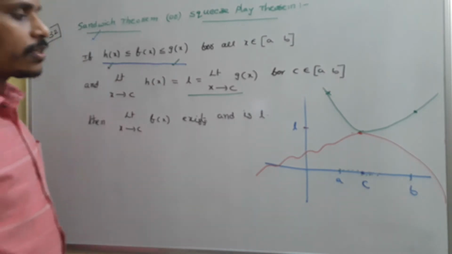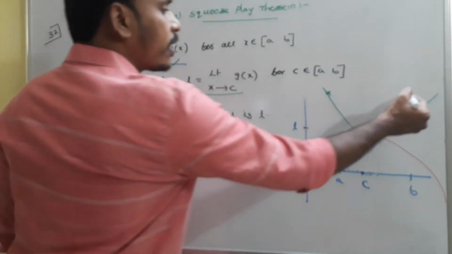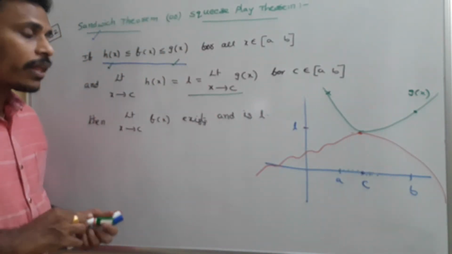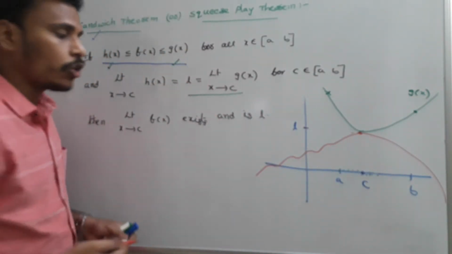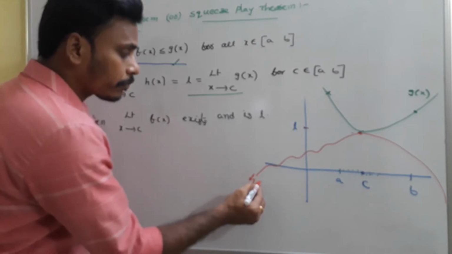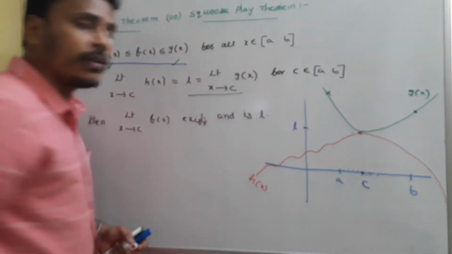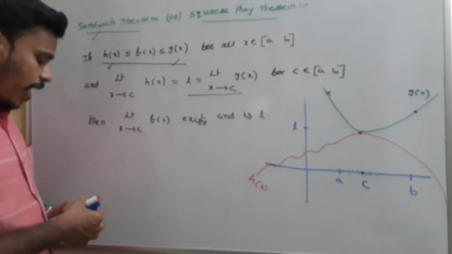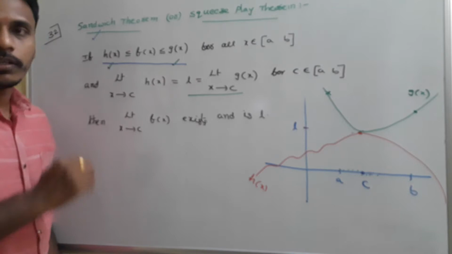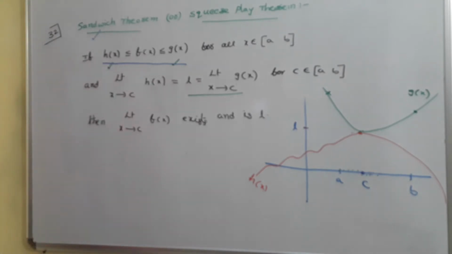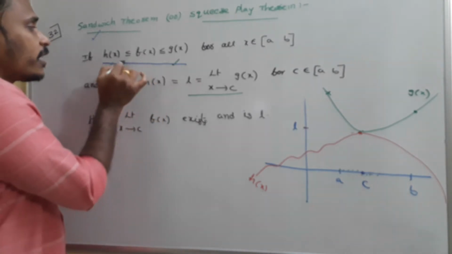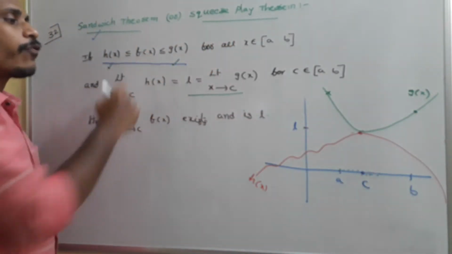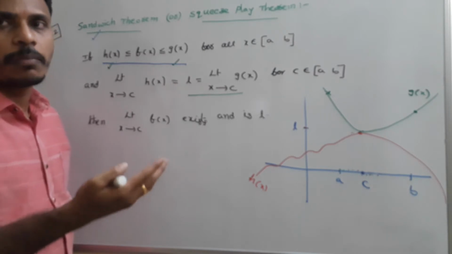So when you observe these graphs, this red colour part indicates h(x), this green colour part indicates g(x), and both the graphs are continuous in between a and b, and the limit values of those two graphs at c is L. And now I have another function f(x). So when you observe f(x), f(x) is in between these two. See, this is one graph and this is another graph. The graph of f(x) is in between these two. It may be any one of the ways.